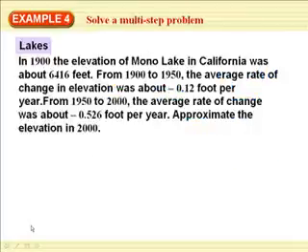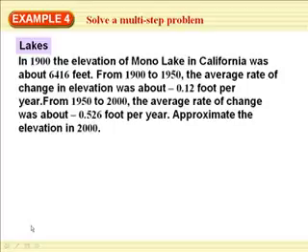So let's check out example number 4. Solving a multi-step problem. In 1900, the elevation of Mono Lake in California was about 6,416 feet. From 1900 to 1950, the average rate of elevation change was about -0.12 feet per year, meaning it went down 0.12 feet per year. From 1950 to 2000, the average rate of change was about -0.126 feet per year. Approximate the elevation in the year 2000.